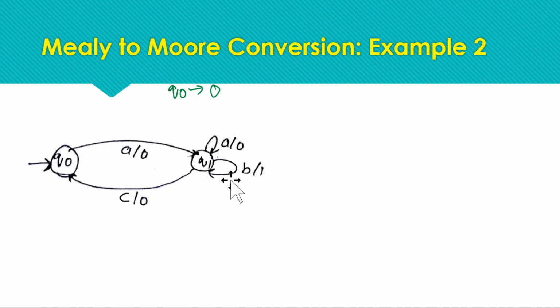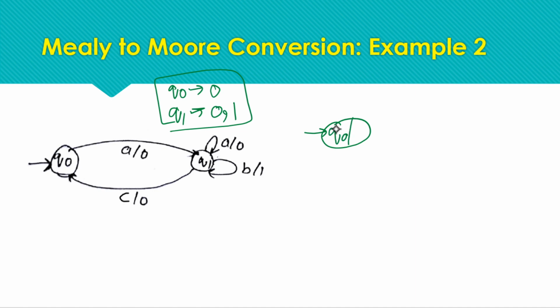Now checking for Q1, we are having three incomings, and two incomings are having output 0 and one is having output 1. So we are having two output symbols corresponding to the state Q1. So Q1 will be converted to two states, one for output 0 and one for output 1 in the resulting Moore machine.